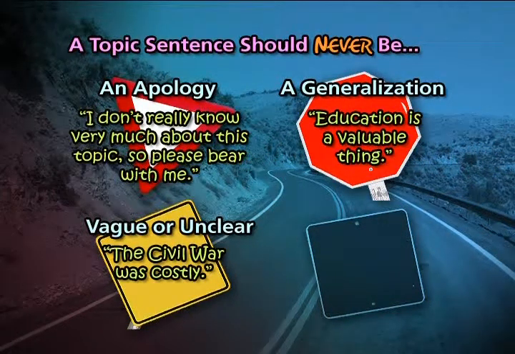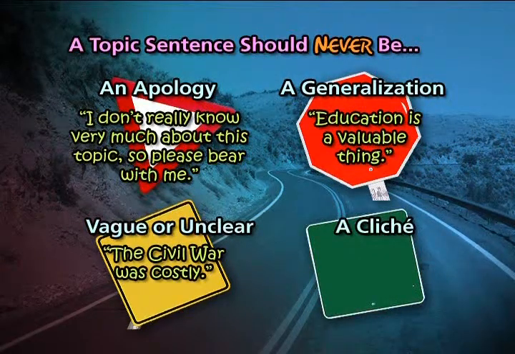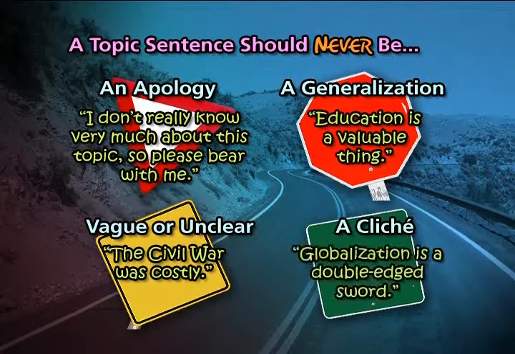And number 4, you don't want a cliche. A cliche is a stale expression. So you don't want globalization as a double-edged sword. Instead, explain exactly why and how.